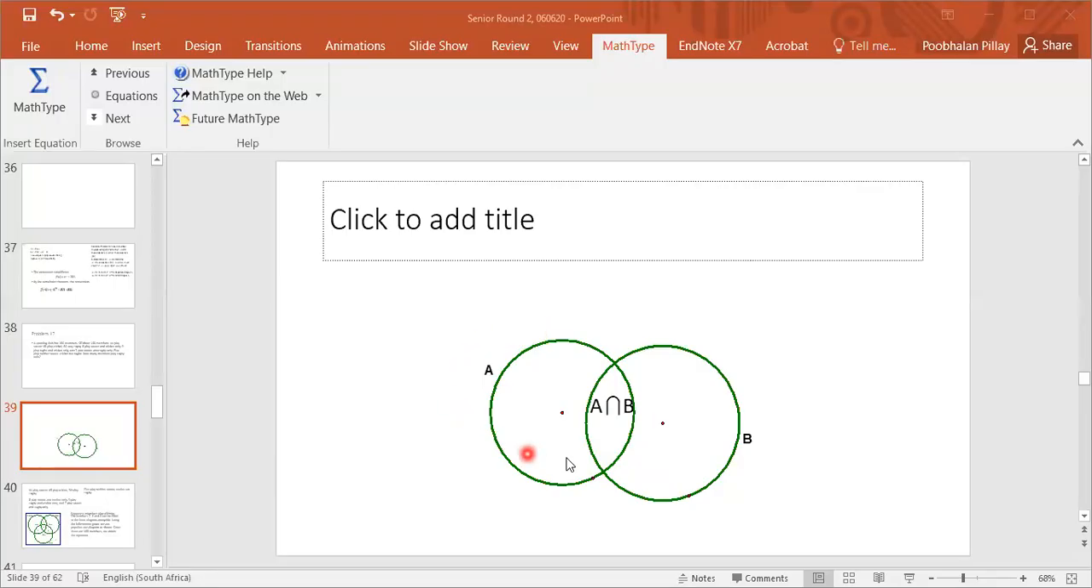And so these are the objects which are in A and not in B. And likewise, these guys are the people who are in B but not in A. Right? And if you take an object here outside, it means this guy is neither in A nor in B. He's out of the loop. He's out of the circle.